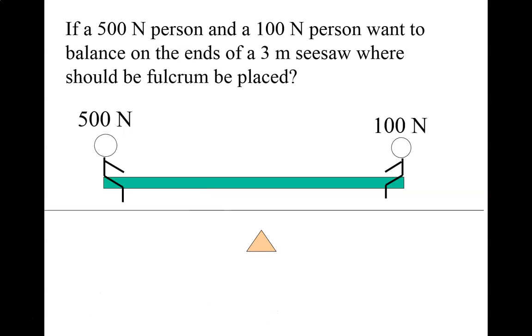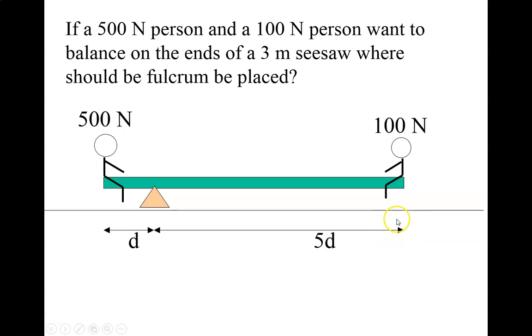All right. So here we've got a 500 Newton person and a 100 Newton person. They want to balance at the ends of a 3-meter seesaw. Where should the fulcrum be placed? Well, first off, generally I draw pictures for these. I strongly recommend that you draw pictures for any of your problems, to be honest, but for these in particular, I think it's much more useful. So I know the fulcrum has got to be closer to the 500 Newton person. Since this person has 5 times the force, that means this side has got to be 5 times the distance. So I'll call this distance D, and then this distance 5D.